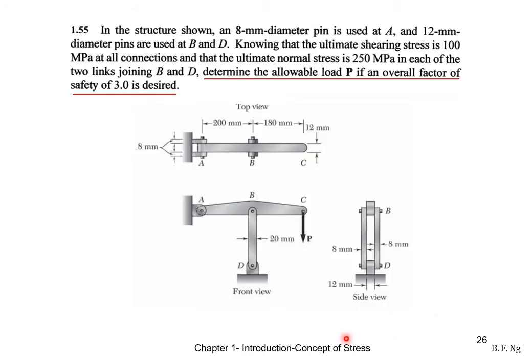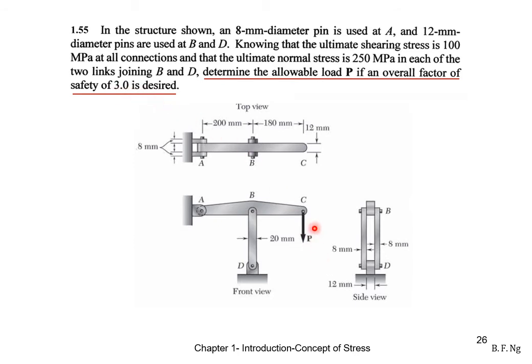The next question shows a T-shaped object, as you can see over here, where there's a force P acting on the right side. At A itself, there's an 8 mm pin, and at B and D, there are 12 mm pins. We are asked to find the allowable load P such that the stresses in the pins do not exceed the ultimate shear stress of 100 megapascal. And we also have a factor of safety of 3 we have to consider.